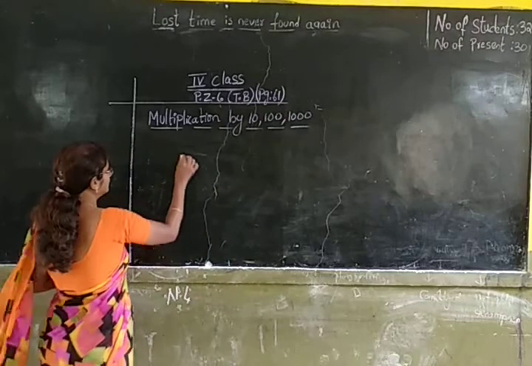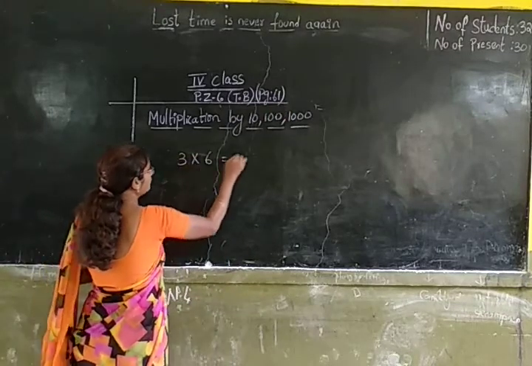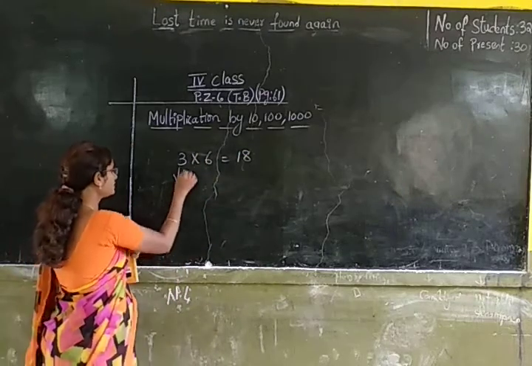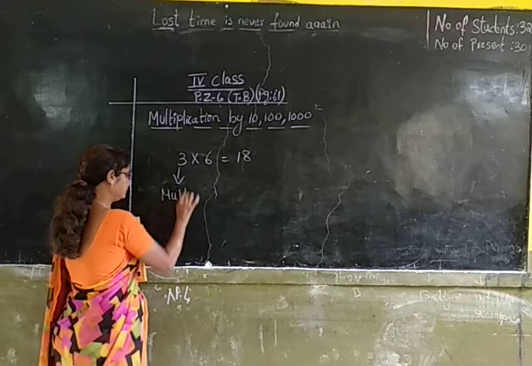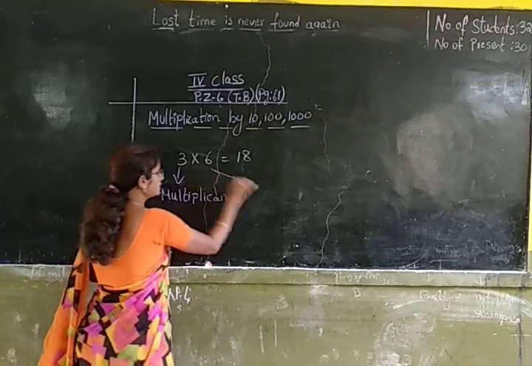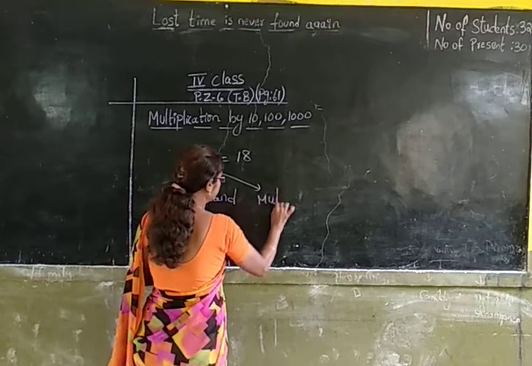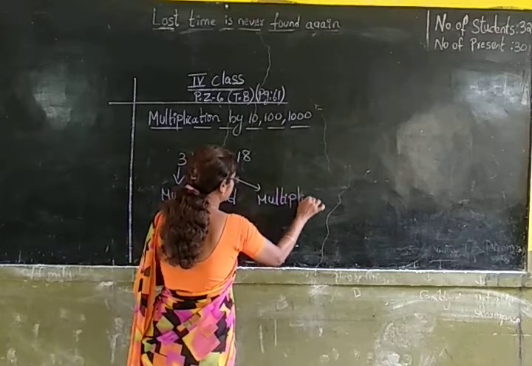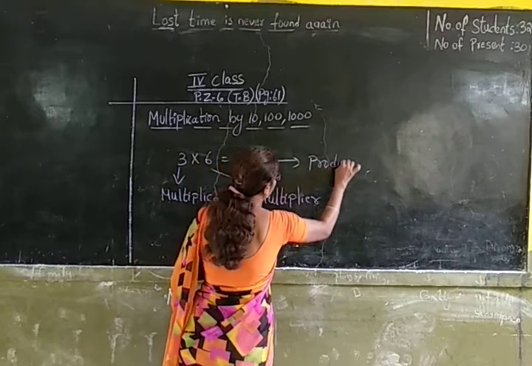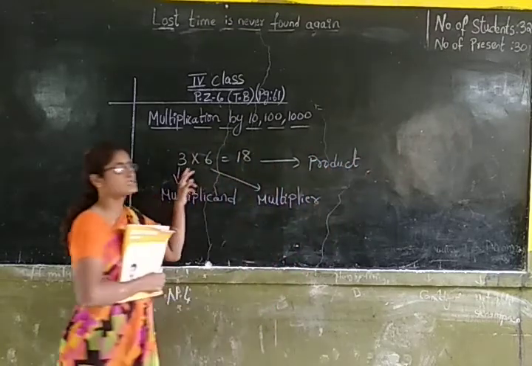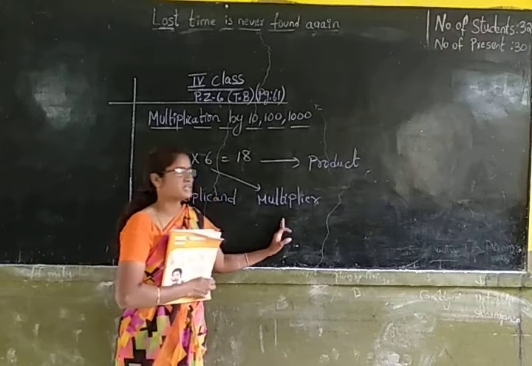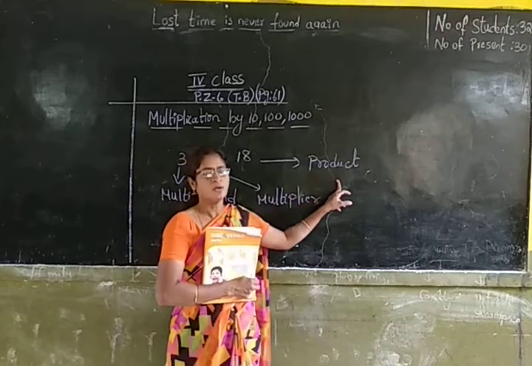So you all know that 3 into 6 is equal to 18. In this, 3 is called multiplicand, 6 is called multiplier and 18 is called the product. Okay children? 3 into 6 is equal to 18. 3 is called multiplicand, 6 is called multiplier and 18 is called the product.